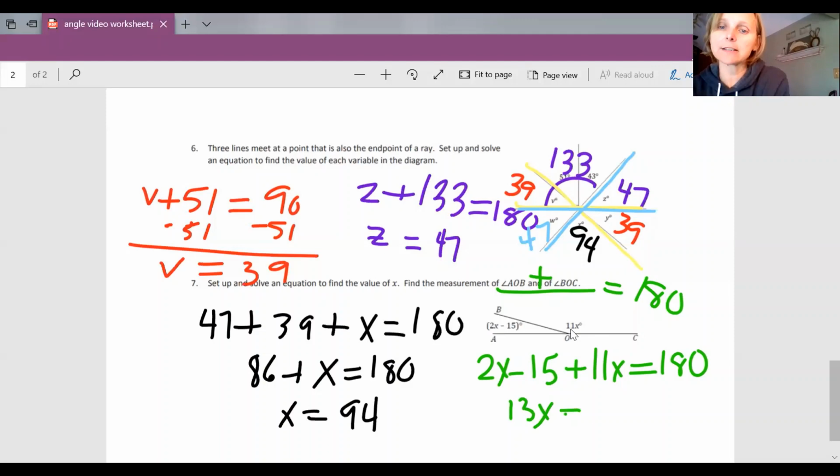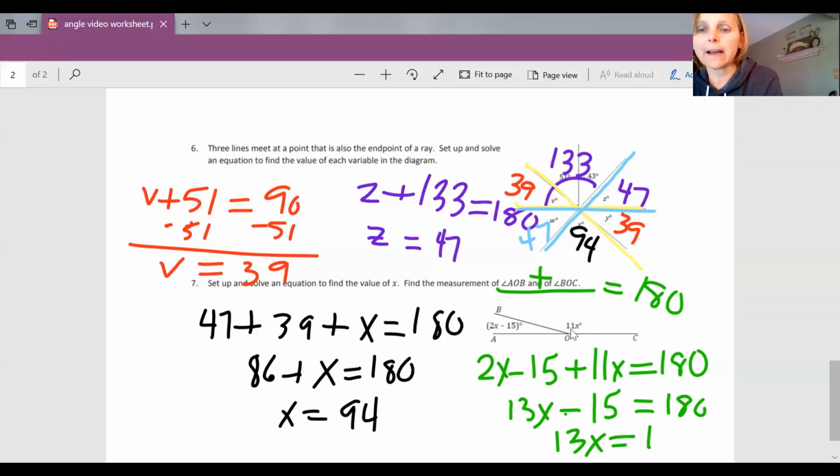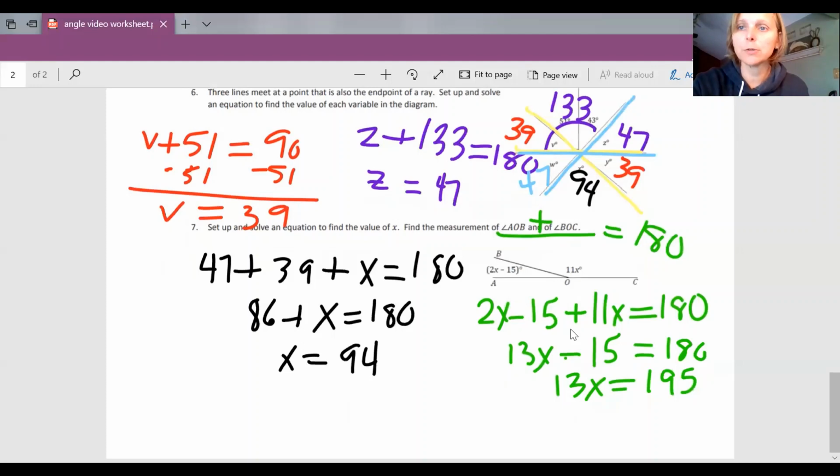Here I am, I said I wasn't going to solve it, but I just can't help myself. Okay, and then I add 15 to both sides, 13x equals 195. Divide both sides by 13, and I believe we get x is equal to 15. So then to find those angle measures, we would substitute in 15 for each one of these x's in the expressions and get the angle measures.